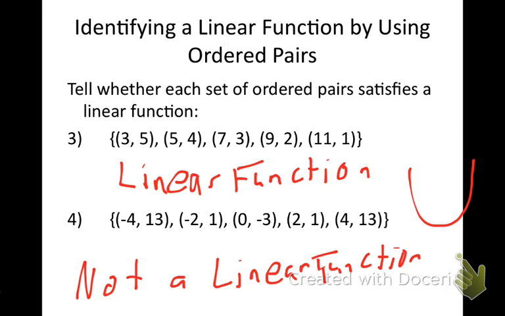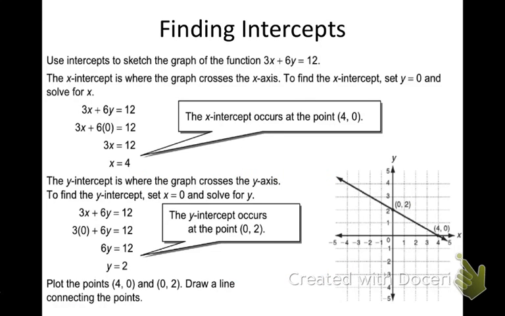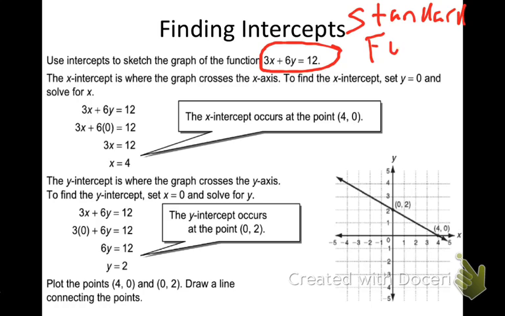Here's where we're going to be focusing our time today. First is finding intercepts. As you look at this right here, 3x plus 6y equals 12, that would be what is called standard form. Standard form simply means the x's and y's are on the same side of the equation, without any fractions. So 3x plus 6y equals 12. That would be standard form.